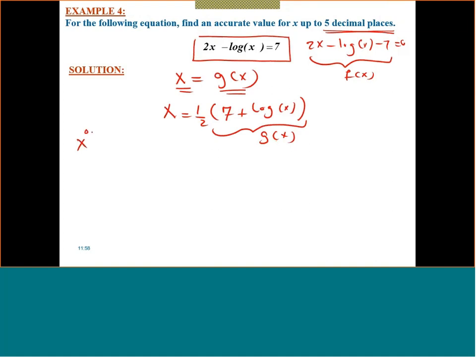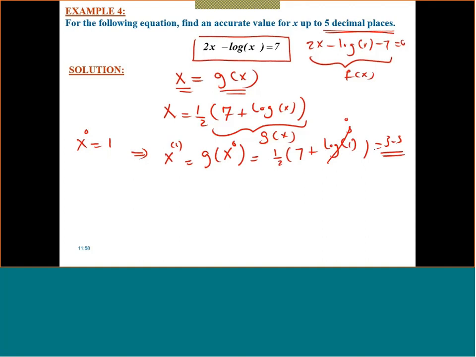Now we'll see later on that the initial guess and the function have an impact, but this we'll talk about later on. Okay, so let's say this is equal to 1. So this is my initial guess. Your x1 will equal g of x0, which is 1/2 of 7 plus log of 1. This goes to 0, so this is 3.5.